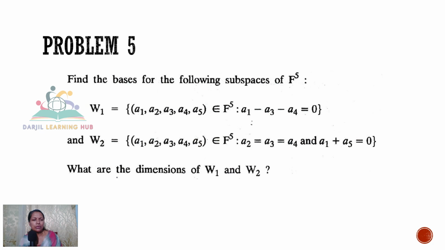So now let us see the fifth problem. Find a basis for the following subspaces of F5. W1 is the set of (A1, A2, etc., A5) with the condition A1 minus A3 minus A4 equals 0, and W2 is the set with A2 equal to A3 equal to A4 and A1 plus A5 equal to 0. What are the dimensions of W1 and W2? We shall see.